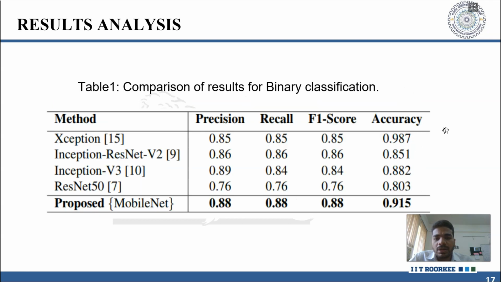In the same way, for binary classification and multiple classification, both confusion matrices are given here as an output of the proposed model. The results we can also see here: the proposed model, that is logistic regression classifier with MobileNet, is showing better results, and the results are also compared with other models like the Xception model, Inception ResNet model, Inception v3 model, and ResNet50 model. This is for binary classification results analysis.